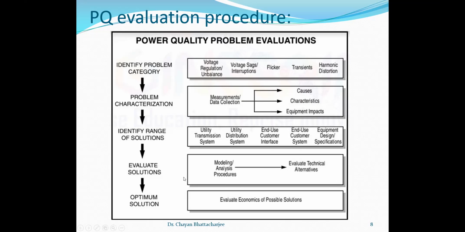Then after finding this, out of these 3 you have to find the most optimum solution, which is the most cost effective one. Cost effective means the solution which incurs the least amount of cost. So we have to find this solution. These are the steps basically. After finding out the problem, you have to find this optimum solution. That is the work basically of a power quality engineer.